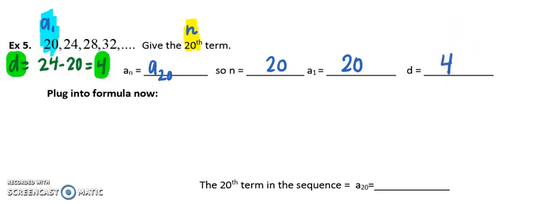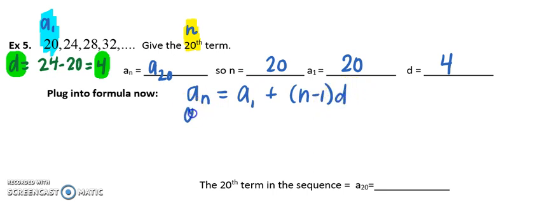Now it says plug it into the formula. Let's write down that formula. A sub n equals a sub 1 plus n minus 1 times the common difference. A sub n we said is a sub 20. A sub 1 we have highlighted in blue as 20. We also have n written up here as 20. And the difference here, 4.